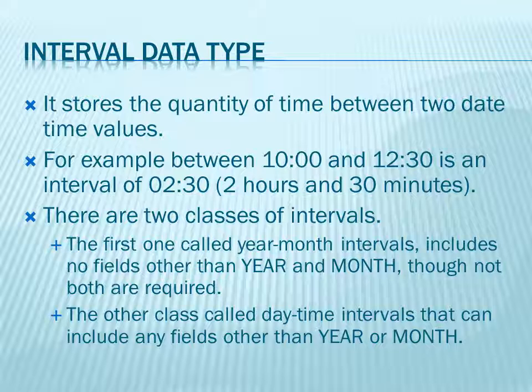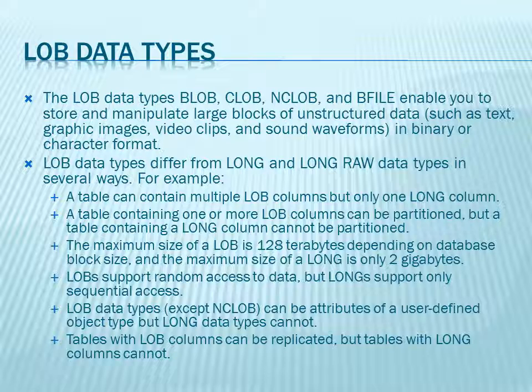Next data type is the interval data type. It stores the quantity of time between two date time values. For example, between 10 and 12:30 is an interval of 2:30, that is 2 hours and 30 minutes. There are two classes of intervals. The first one, called year-month intervals, includes no fields other than year and month, though not both are required. The next class, called day-time interval, can include any field other than year or month.